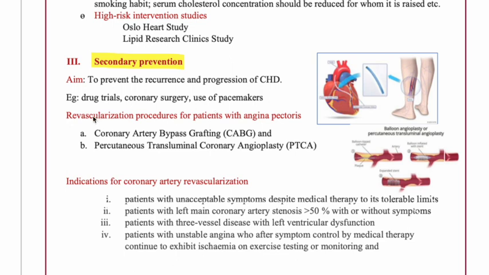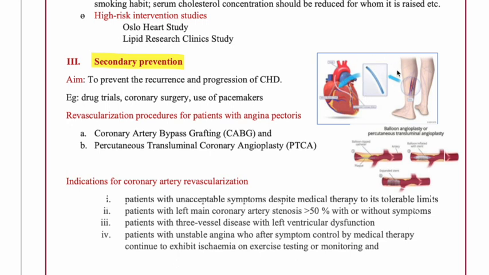Next we will go through the revascularization procedures for the angina patients. There are two procedures. The first one is coronary artery bypass grafting, or simply known as bypass surgery, and the second one is percutaneous transluminal coronary angioplasty, or in simple terms known as angioplasty. So the first one, the images are given here. This is the image for coronary artery bypass grafting.